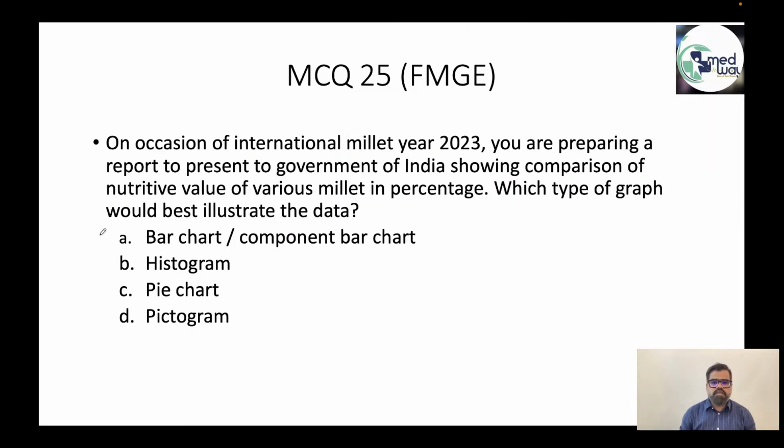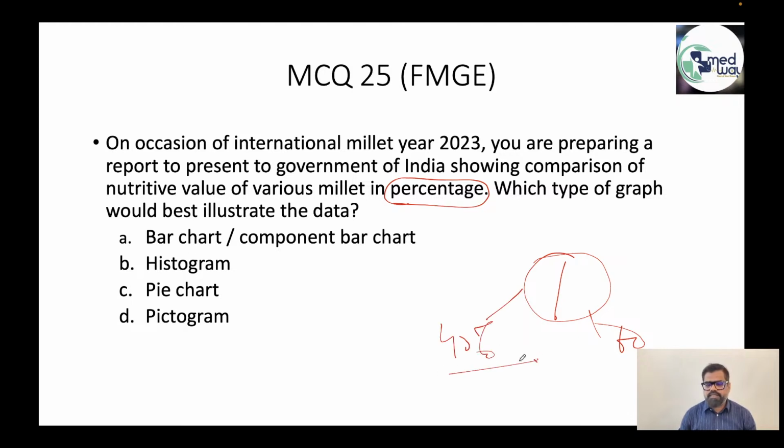Okay. Now, let's take the 25th question. On occasion of International Millet Year 2023, you are preparing a report to present to the Government of India, showing a comparison of nutritive values of various millets in percentage. So I have to show my data in percentage. Whenever you are showing data in percentage, students always use a pie chart because this helps you to demerge. Suppose if I have drawn this, so this is my 60%, by default this becomes 40%, right? So a pie chart is the best way of demonstrating data when it is in percentage.